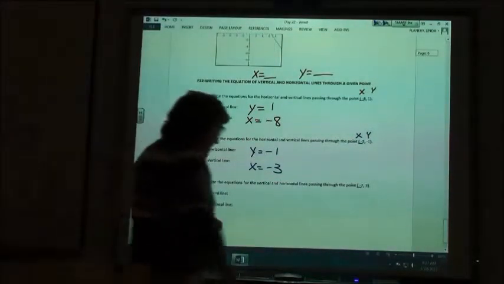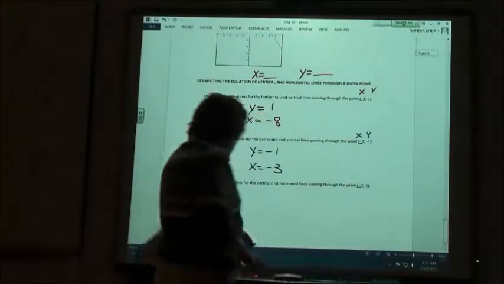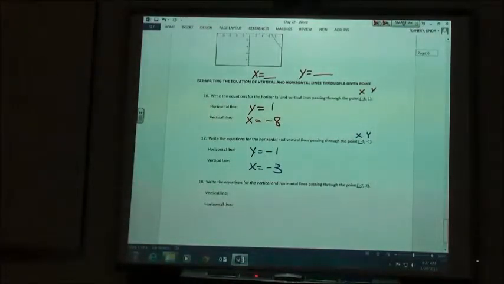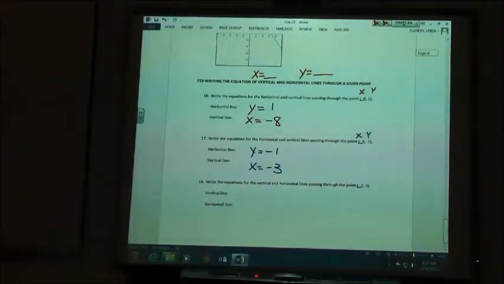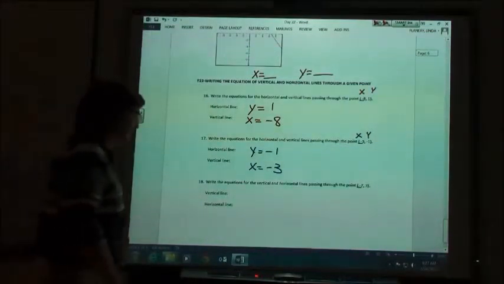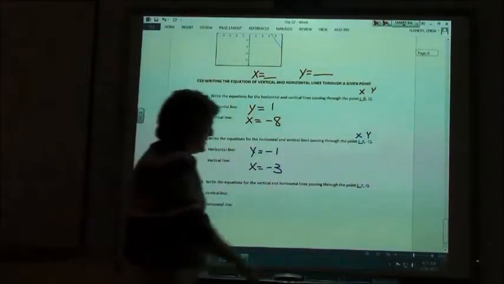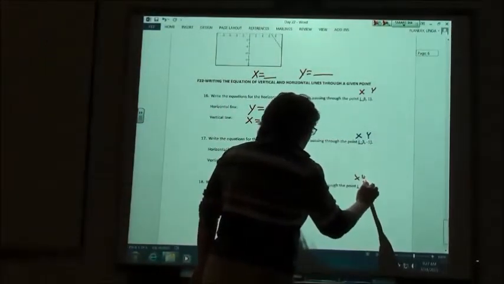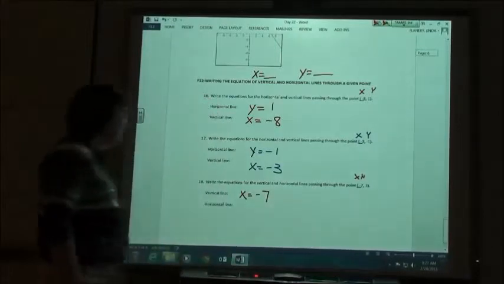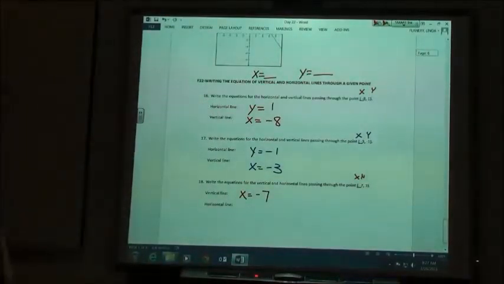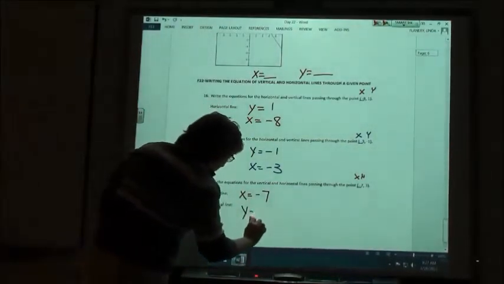So number 18, you're seeing if you're reading, they switched it around. It says write the equation for the vertical and the horizontal line passing through the point -7, 3. So for my vertical line, is this still going to be X and Y? It sure is. Okay, so my vertical line is going to be X equals -7. Exactly. And my horizontal line? Y equals 3. Great.